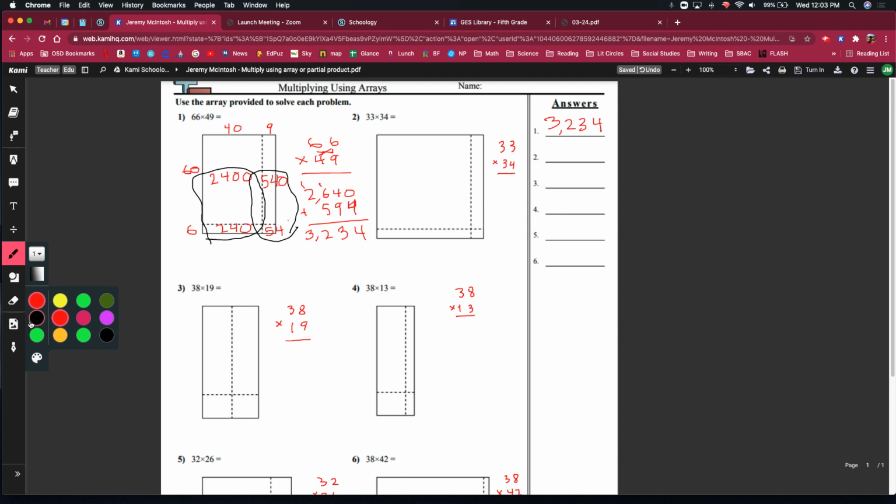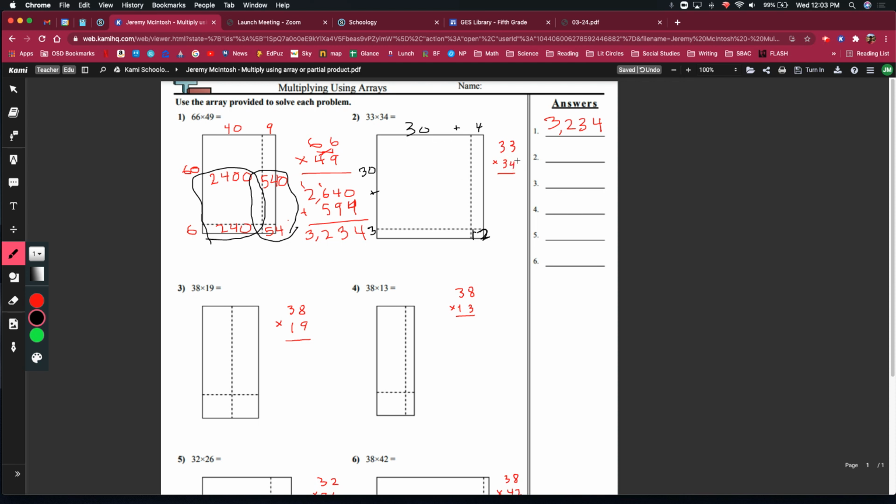Number 2, I'm going to do this in a different color because I'm all over the place here. So 33 times 34, I'm going to split my 30 plus 3 and 30 plus 4. Mr. Mac likes to put a plus sign here sometimes too. When I write 33 times 34, I do the 4 times 3 first, or 3 times 4. So 3 times 4 is in my little square down here. That's 12.